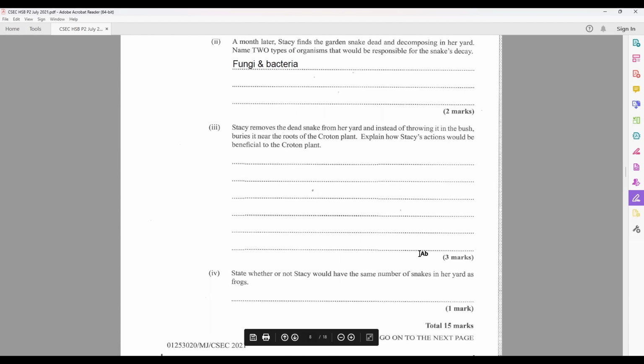Stacy removes the dead snake from her yard, and instead of throwing it in the bush, buries it near the roots of the croton plant. Explain how Stacy's action would be beneficial to the croton plant. What she's actually doing there is participating in the recycling of nutrients. The snake will decay, and as it decomposes, it breaks down the organic matter to inorganic matter, which makes it accessible to plants in the soil so they are able to use it.